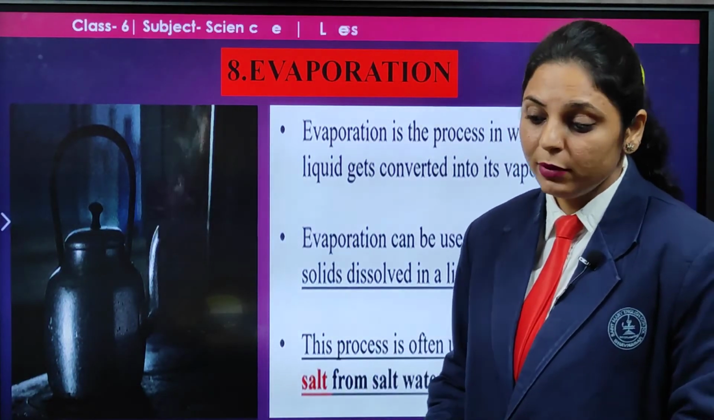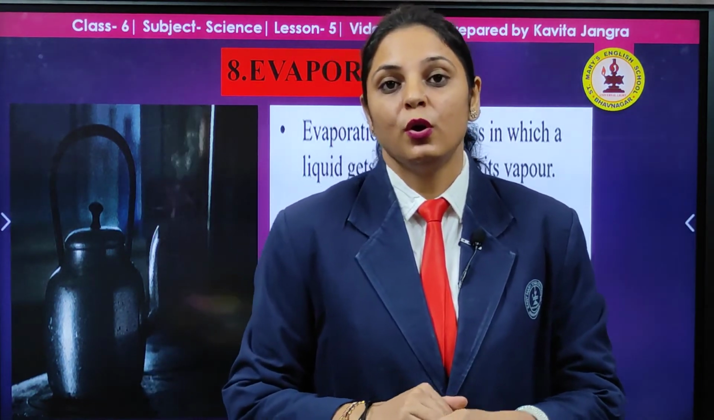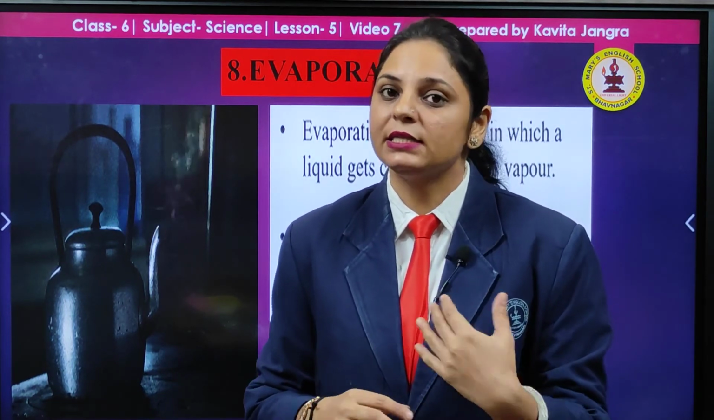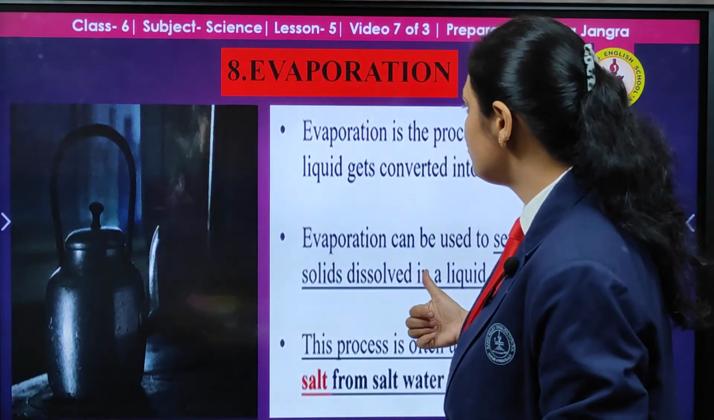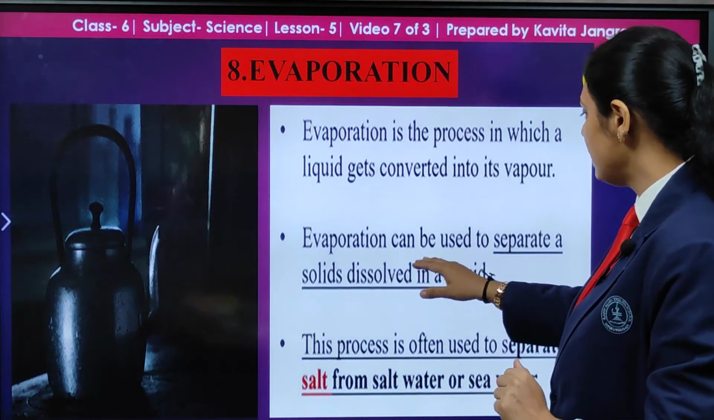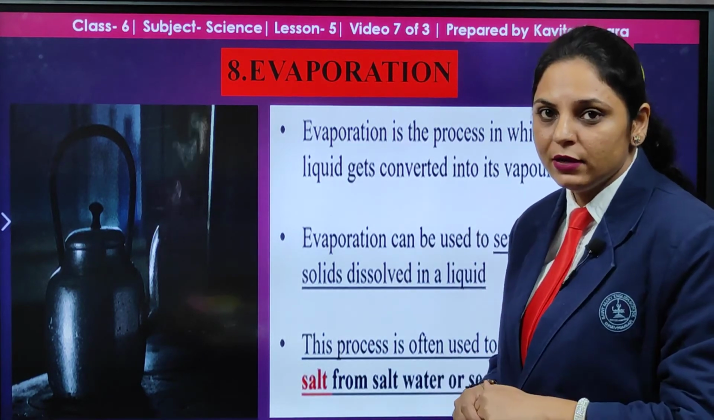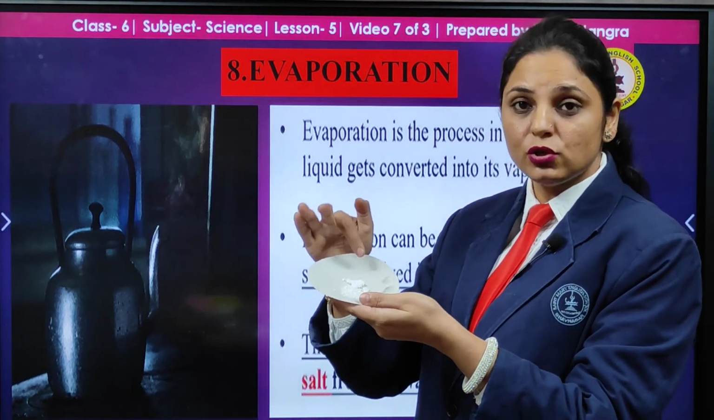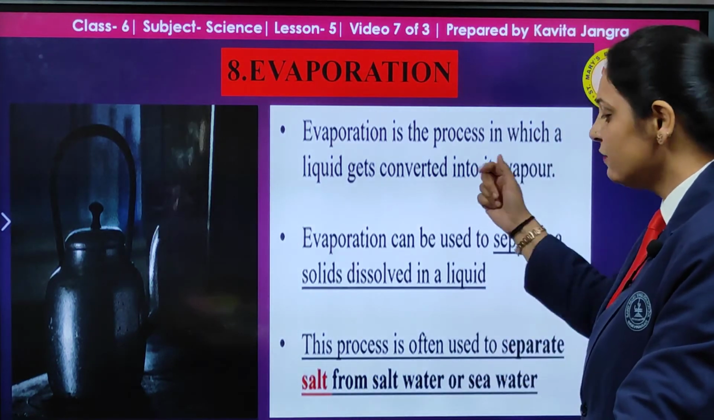Evaporation. What do you mean by evaporation? Evaporation is another technique by which we separate things, whether it's hand-picked, filtered, decanted, or otherwise. This is the evaporation process in which liquid gets converted into gas form, and evaporation can be used to separate a solid that is dissolved in a liquid. Say, for example, the salt. The salt I have shown you. If the solid is dissolved in the water, it is separated by the process of evaporation.